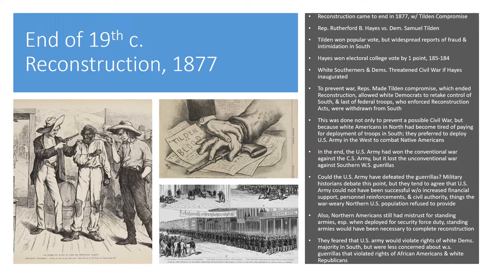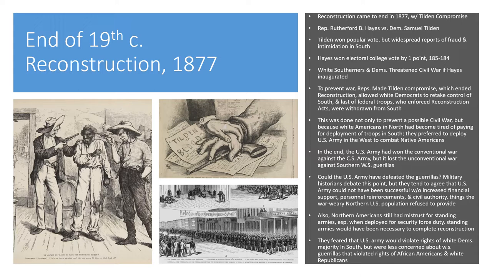This was low-intensity guerrilla warfare across the South and a military occupation. So it would be wrong to say that the Reconstruction period was a time of peace. Anyway, I'll mention some of the political events that led to the official end of Reconstruction in the 19th century. Reconstruction came to an end officially in 1877 with what was called the Tilden Compromise.